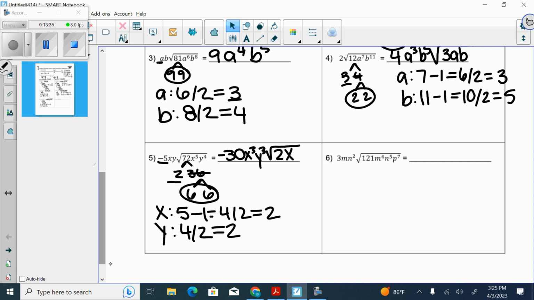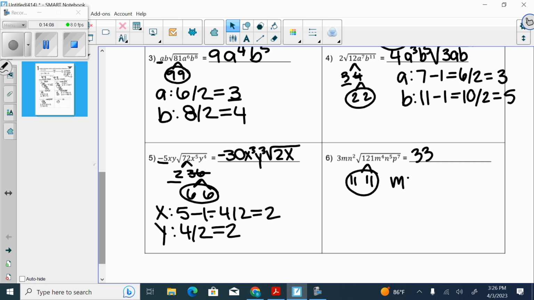Alright. Last one. Is there a perfect square root of 121? Yeah, good. So 11 and 11. Good. So I got a pair. So I take out 11. Is there anything already out there? 3. So what are we going to have on the outside? 33. And nothing left over, right? Okay. Now I'm going to do my variables.